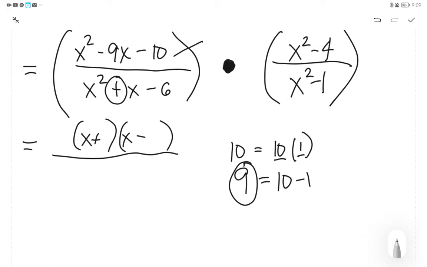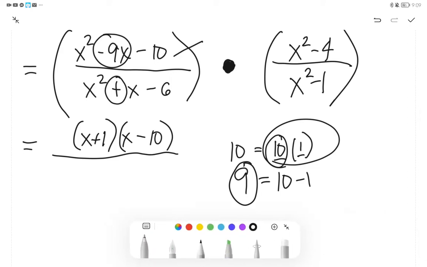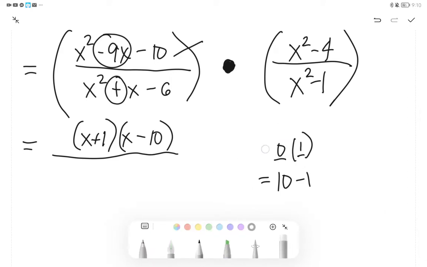Okay, so in our case, our middle term is negative. Therefore, in our factors, whichever is the bigger factor will be the negative one. In our case, we have 10 as the bigger one. So, we have negative 10 here and 1 as positive. Okay, now let's go to the denominator of our dividend.